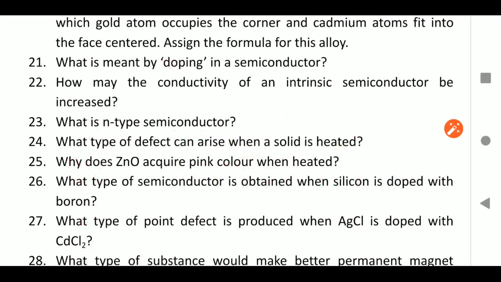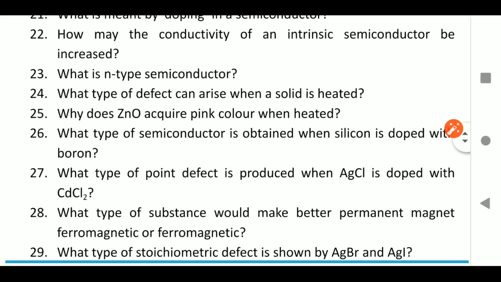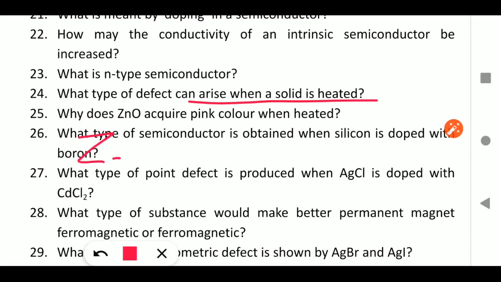You can go to video number 8. I discussed there: what type of defect can arise when a solid is heated? Metal excess defect. So this is very important. This question has been asked in the board exam many times.